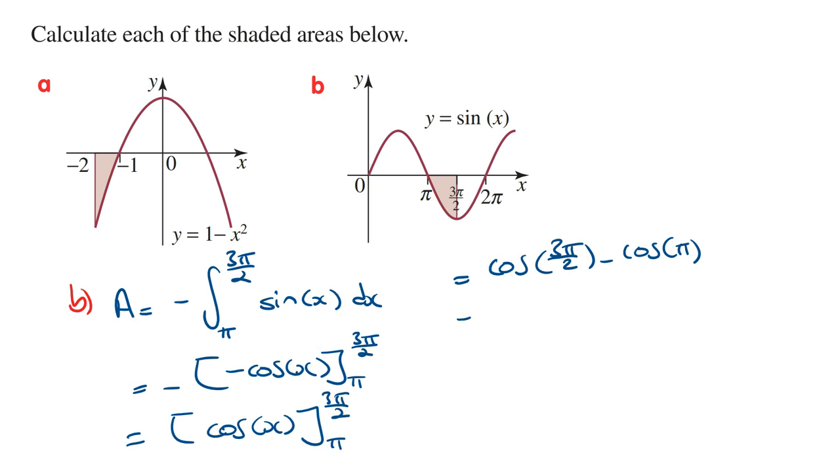Cos of 3 pi on 2 is equal to 0. And so this will be 0 minus cos of pi, which is minus 1. And so this will be 0 minus minus 1, which is going to equal 1. And so the area of the shaded region is 1 square unit.